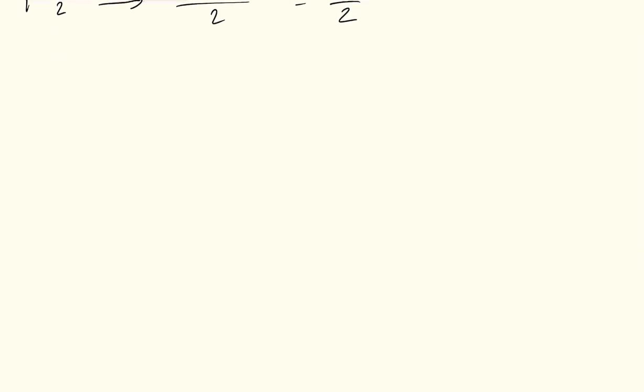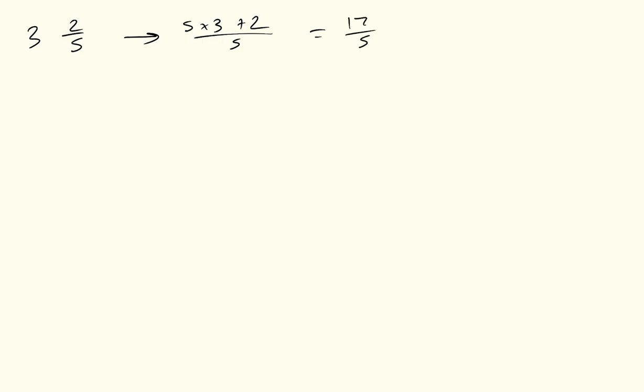Let's try another example. Let's do 3 and 2/5. Now feel free to pause the video and try this on your own, but 3 and 2/5 is really just 5 times 3 plus 2, over 5. The denominator always stays the same. So here we can see we multiplied the denominator and the whole number and then added the numerator. And so this is equal to 17 over 5.